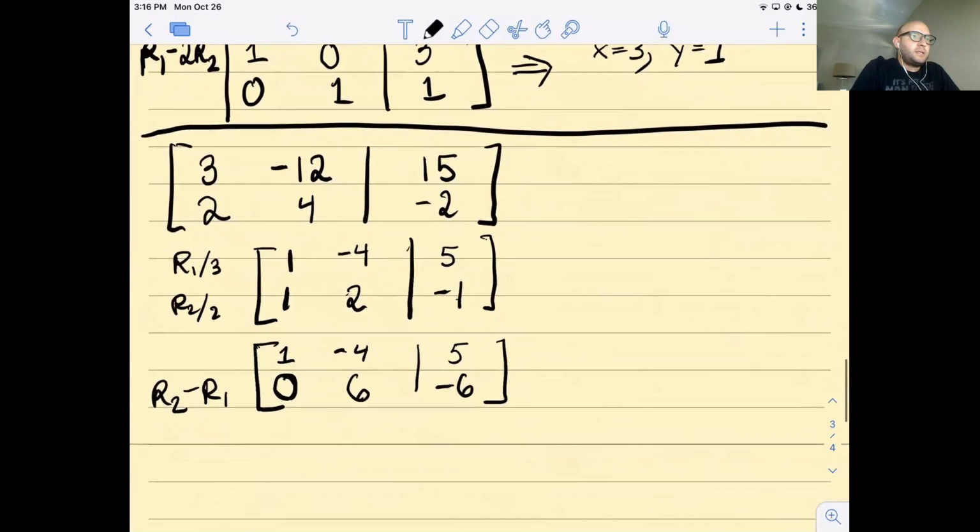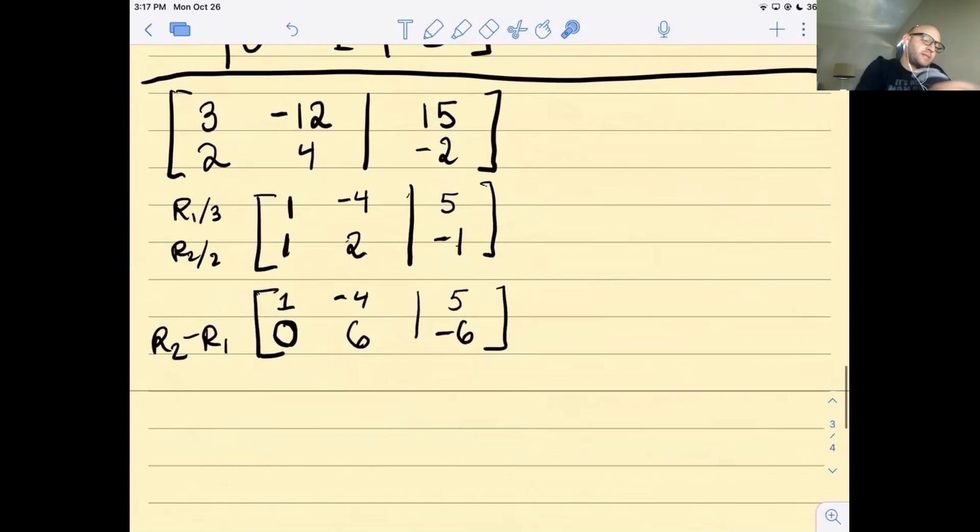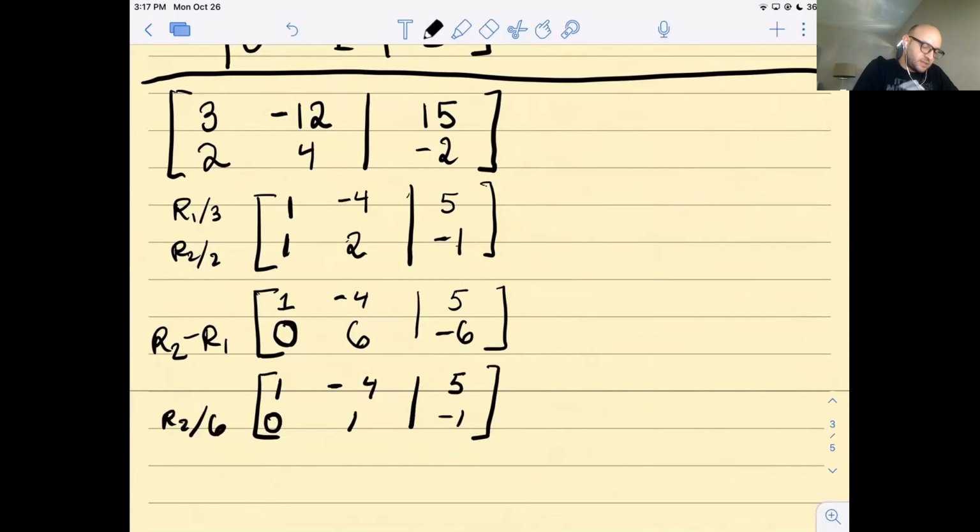Now this is nice because our next pivot moving down diagonally is this 6, but we want to turn it into a 1, so we just divide everything by 6. So we have 1, -4, and 5, and then 0, 1, -1.